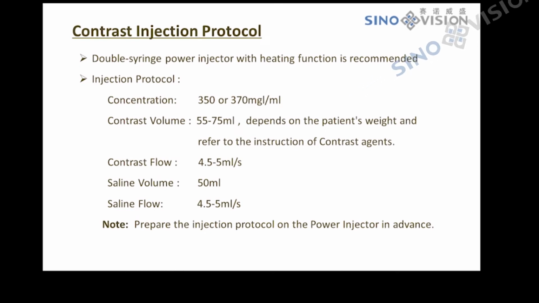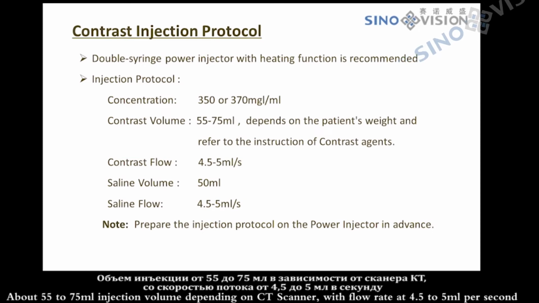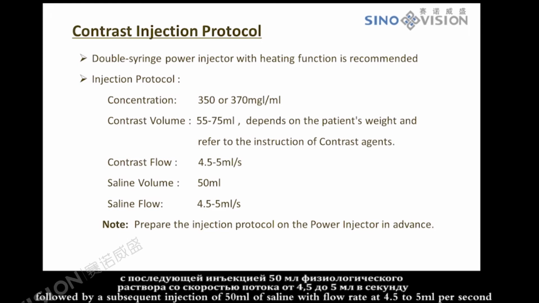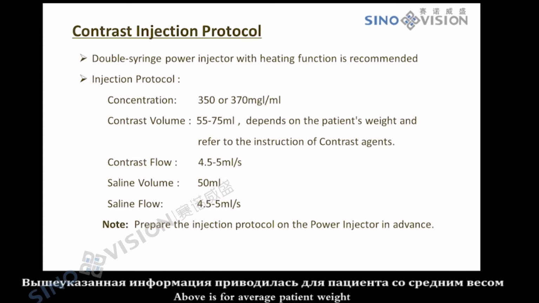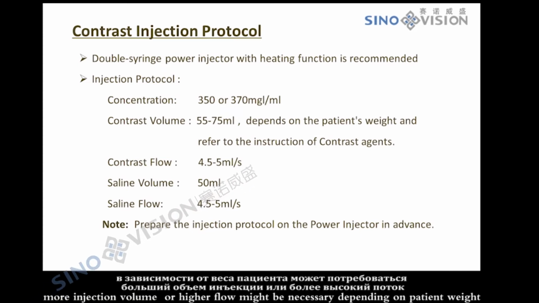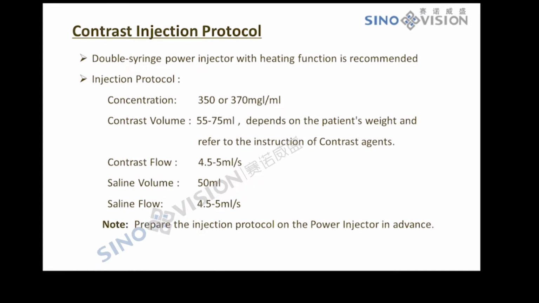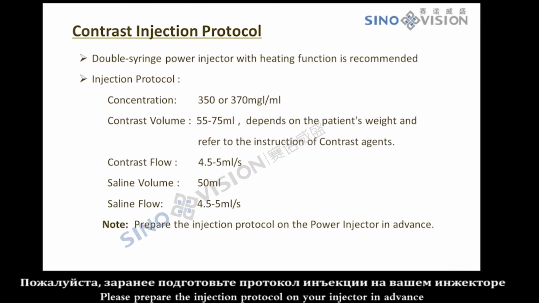agents. About 55 to 75 milliliters injection volume depending on CT scanner, with flow rate at 4.5 to 5 milliliters per second. Followed by a subsequent injection of 50 milliliters of saline with flow rate at 4.5 to 5 milliliters per second. Above is for average patient weight. More injection volume or higher flow might be necessary depending on patient weight. Please prepare the injection protocol on your injector in advance.